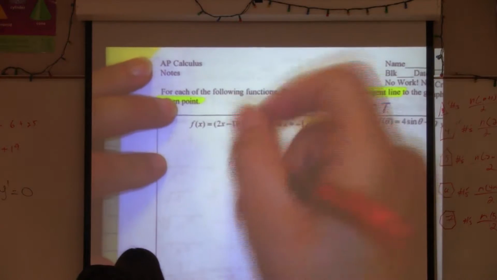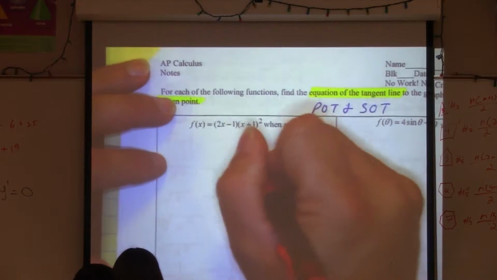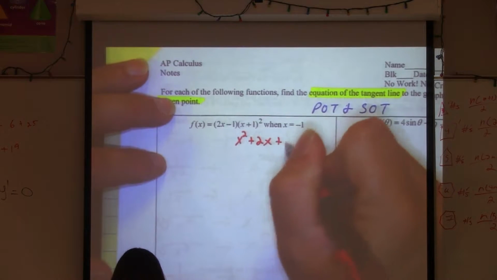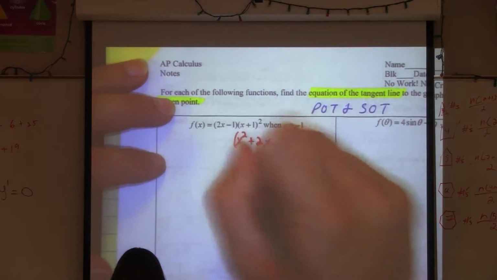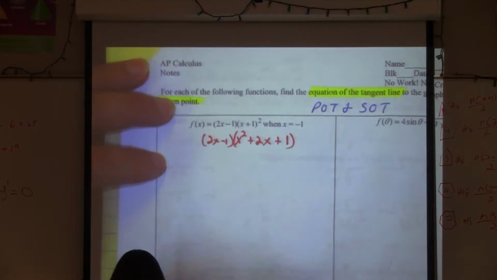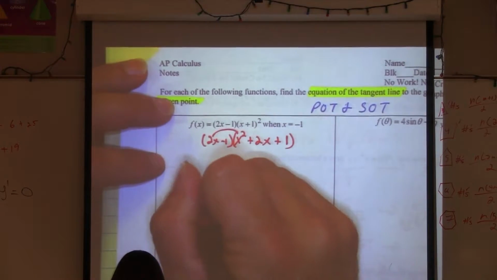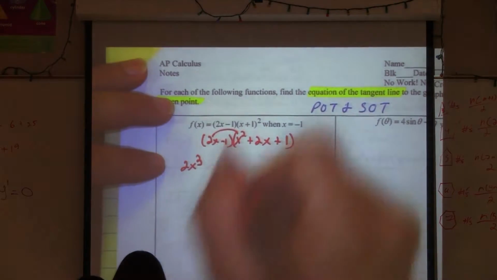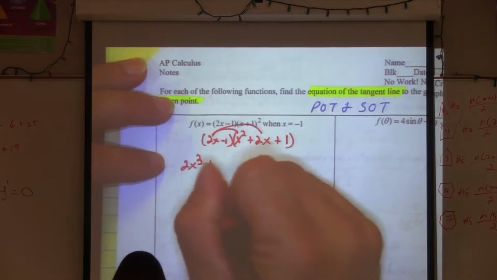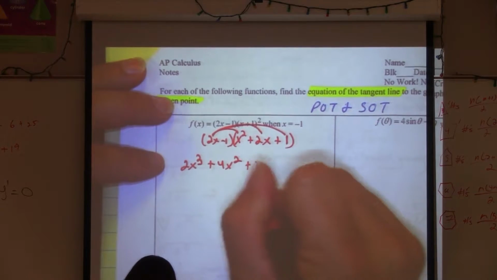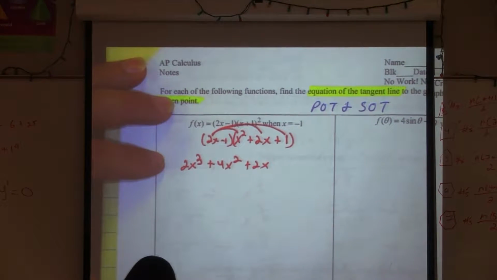What does that mean? x squared plus 2x plus what? 1. And we have all that times (2x minus 1), right? Here we go. 2x times x squared is 2x cubed, right? 2x times 2x is 4x squared. 2x times 1 is 2x, right?